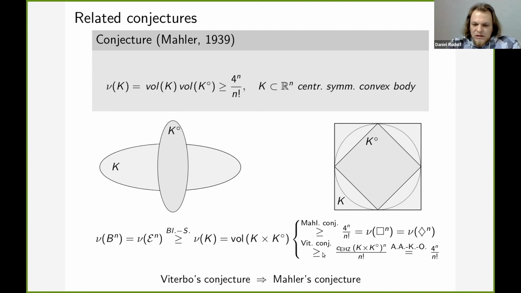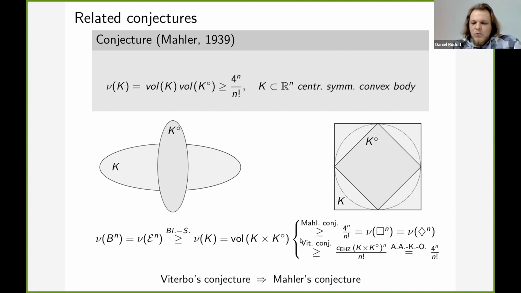A nice fact now is that Viterbo's conjecture implies Mahler's conjecture, because Artstein-Avidan, Karasev, and Ostrover proved that the EHZ-capacity of these Lagrangian products K cross K polar is always equal to 4. Then one sees that exactly the same factor appears depending on n, and one has that Viterbo's conjecture implies Mahler's conjecture. Besides this, from a conceptual point of view, it is interesting to look at Mahler's conjecture from the symplectic point of view, because the difficulty of Mahler's conjecture is that there are different conjectural minimizers, cubes and cross polytopes, and it's really difficult to conceive of any minimization process or flow which is converging exactly to these minimizers and to no others.